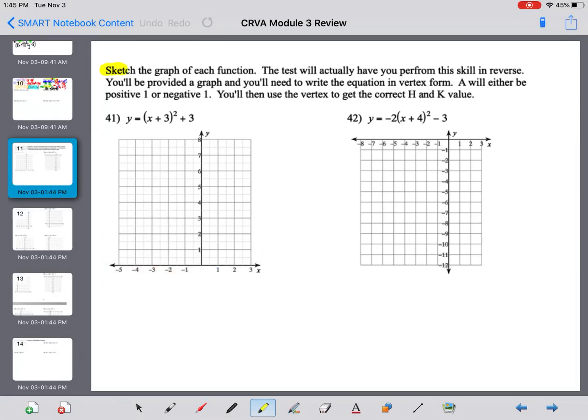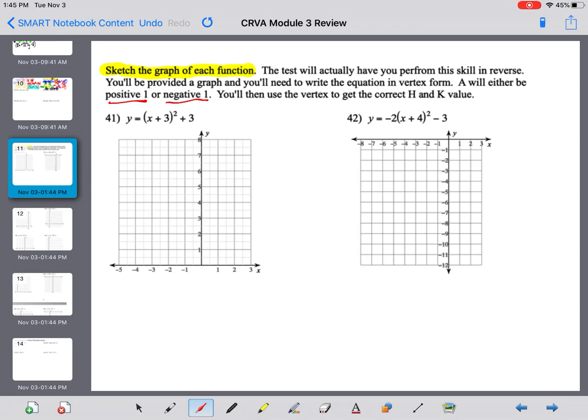Hey folks, here we are on number 41. It says sketch the graph of each function. And when we sketch, we're not going to worry about one part, which I'll clarify in a second. The test will actually have you perform this skill in reverse. So you'll be provided a graph, and then you need to write the equation in vertex form.